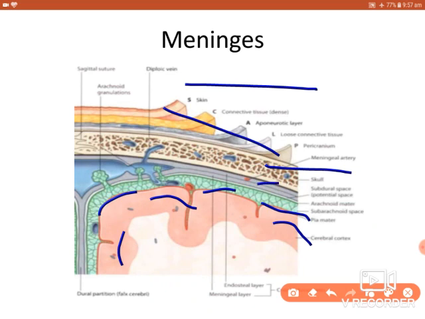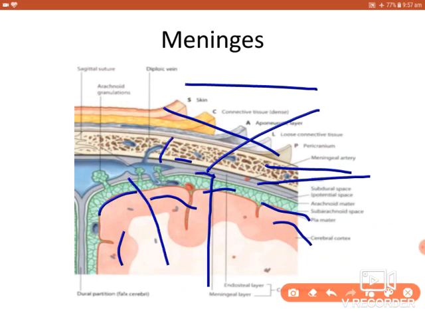This is the outer dura mater, a tough layer made up of fibrous tissue. This is the outer endosteal layer, which lines the inner side of the skull. Then this is the meningeal layer. This endosteal layer and meningeal layer separate to accommodate the venous channel, which is called the dural venous sinuses. So this is the endosteal layer. This is the meningeal layer. You can see this is the venous sinus.